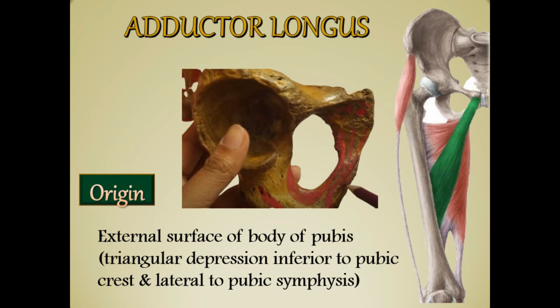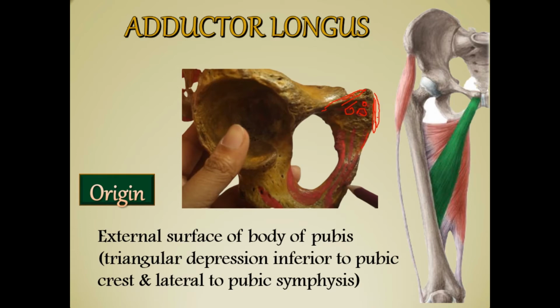Now as you can see, this is the pubic symphysis, and this is the pubic crest, this one. So inferior to the pubic crest and lateral to the pubic symphysis. This surface, present on the external part of the body of the pubis, gives origin to the adductor longus muscle. Now you can see this region is the origin point. These dots are the origin point of the adductor longus muscle.